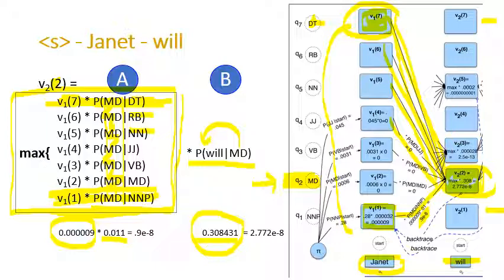You can do that for all rows, or as it is shown here, you find the maximum first among all its multiplication and then multiply it with the emission probability. So you keep doing that for all V2, so V27, V26 up to V21. Again, you need to consider all the previous possibilities, and do not forget to multiply it with the emission probabilities.